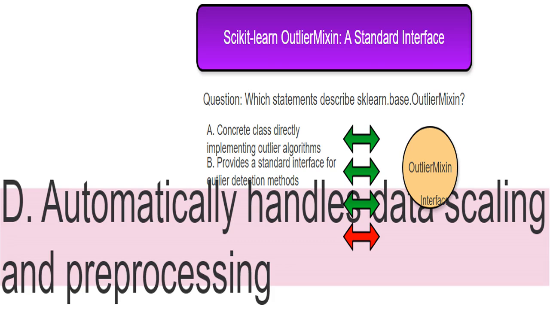Incorrect. OutlierMixin focuses only on the standard interface. Data scaling and preprocessing are separate steps that need to be done before using an outlier detection algorithm. OutlierMixin won't automatically handle that. You'll need other scikit-learn tools for that.